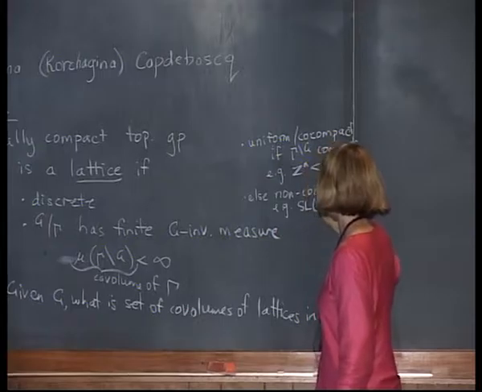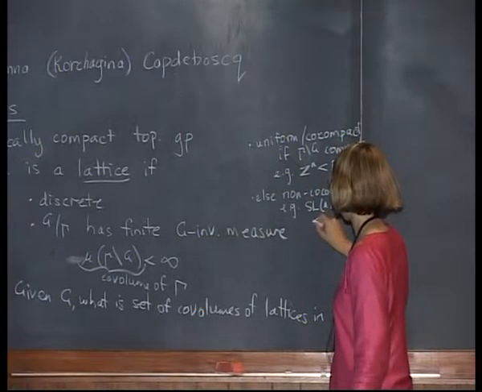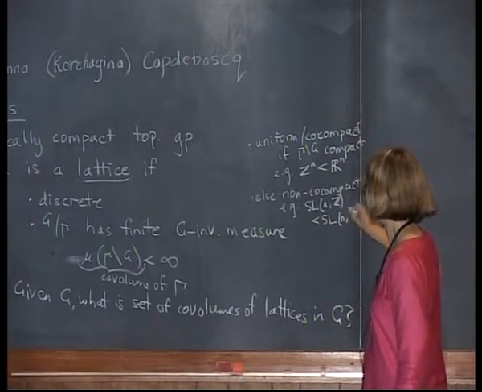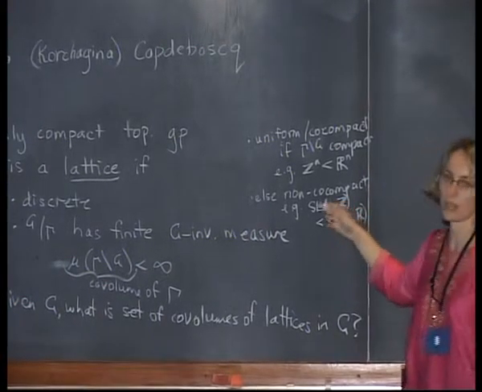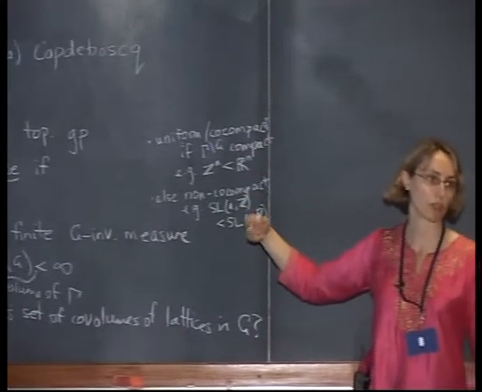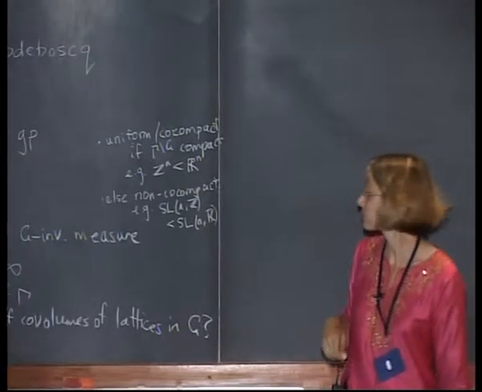So an example here, which we've already seen today, is SL_n(Z) inside SL_n(R). So the quotient here has finite volume, but it is not compact.